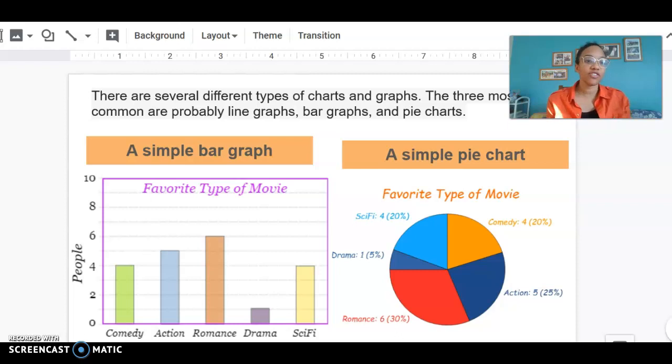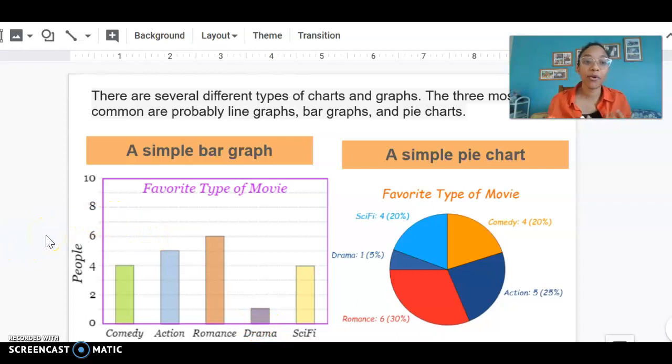There are several types of charts and graphs. The three most common are line graphs, bar graphs, and pie charts. A simple bar graph looks like this. At the bottom, we'll see different categories, and usually up across the left side, we'll see a numbered scale that shows something that we have measured. The title tells us what we're looking at, and we can get information from this. For example, I can tell that 6 people had romance as their favorite type of movie, and only 1 person liked drama the best.